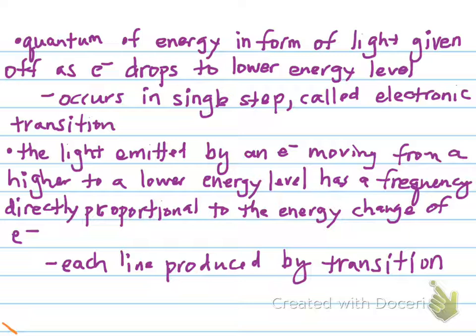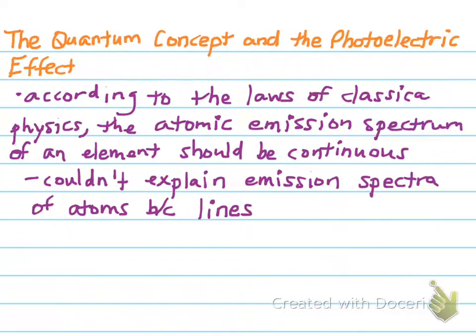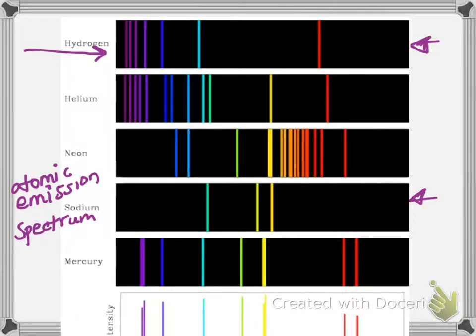Okay, so again, this whole directly proportional thing goes back to Planck's equation, which said that the frequency and energy were directly related. And what we're saying here is that each line in this atomic emission spectrum back here, each of these lines is because an electron has jumped to a higher energy level and is releasing a specific frequency of light, which is a specific energy of light. So each line is that electron moving from a higher to a lower energy level.